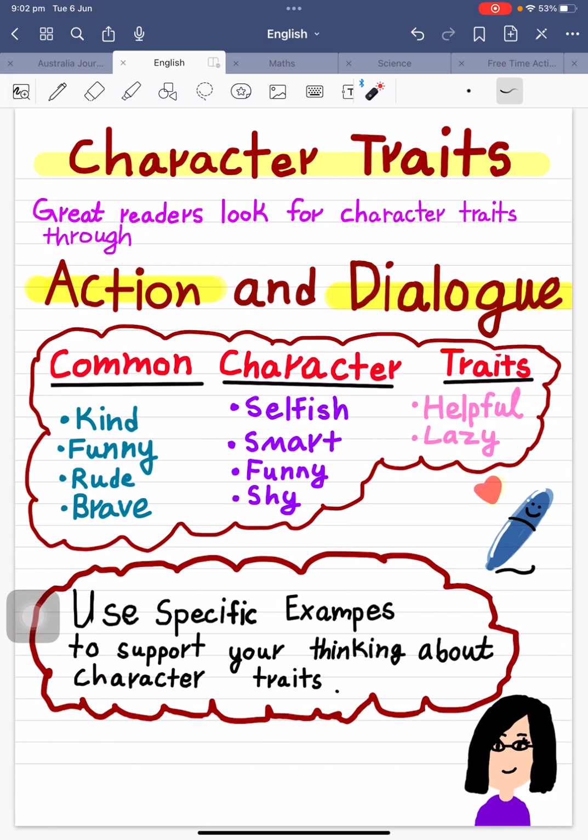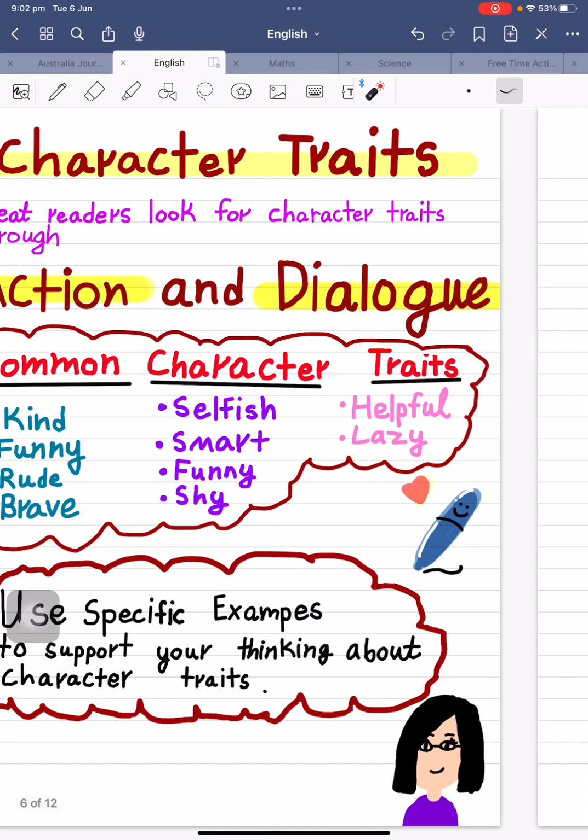And here this is the character traits. So there is, great readers look for character traits through action and dialogue. So here there's common, kind, funny, rude, brave, and then characters are selfish, smart, funny, shy, and then for traits there is helpful, lazy, and etc. And there's more too, but I only wrote those ones.